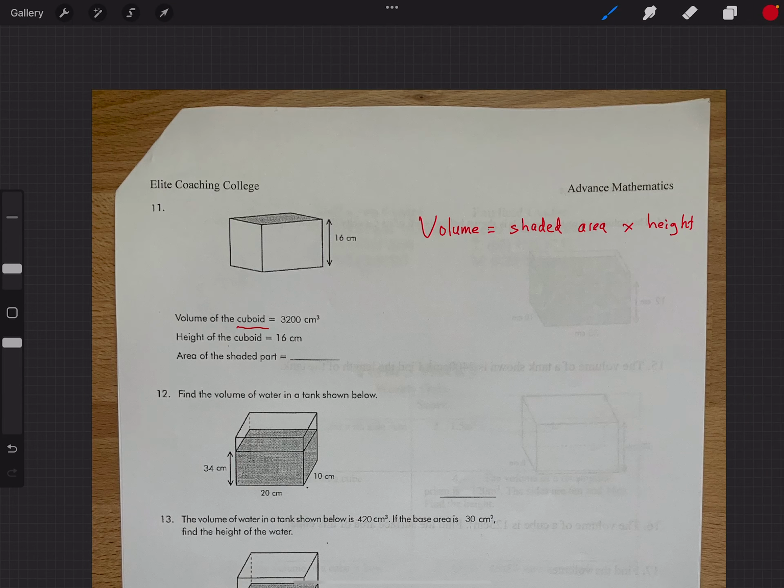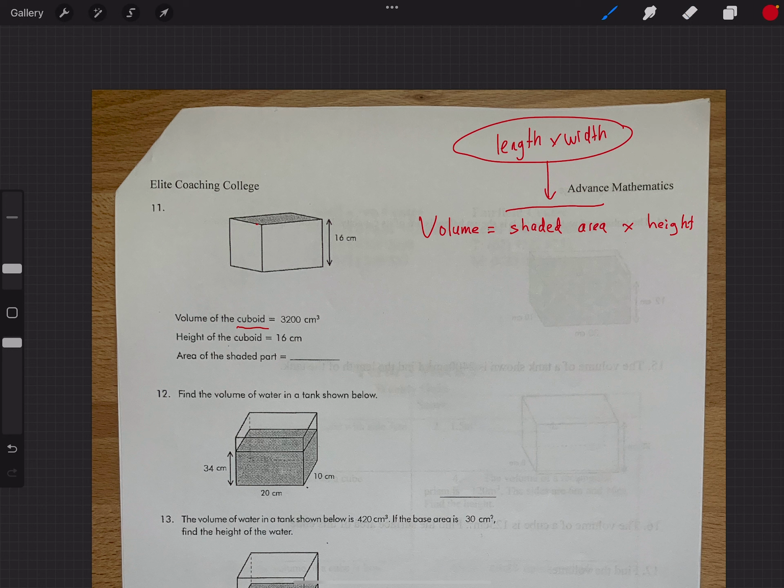Now, if you didn't go through the other question, the reason shaded area times height works is because this is length times width. That's why we have the shaded area. So length times width times height is the volume, but since length times width gives us a shaded area there, we can just say volume is shaded area times height.